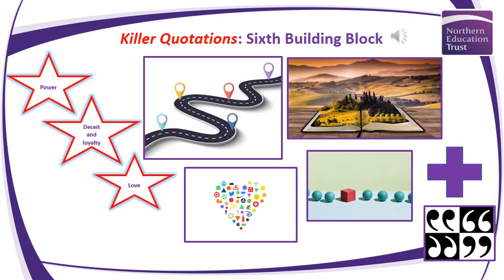So our sixth building block: concept, semantic field, character's journey, character arcs, key moments, subtle moments, symbolic settings, threading of symbolism, parallel and contrasting characters, and we have killer quotations.